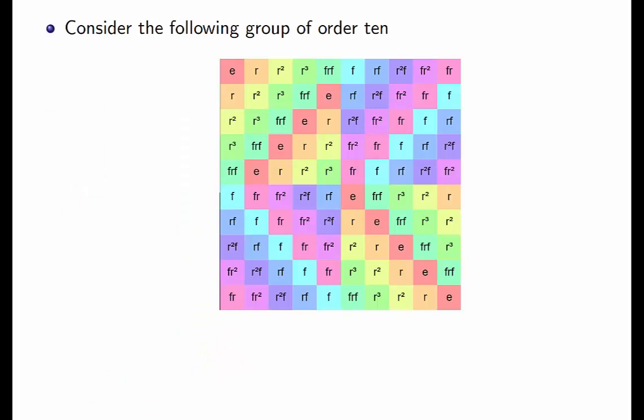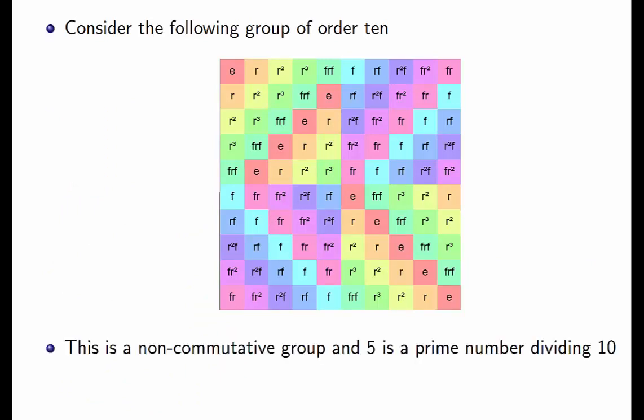Now, let's consider the following group of order 10. This is, in fact, a non-commutative group. If you write down the prime decomposition of 10, that'll be 2 times 5, right? And 2 and 5 are the only prime numbers dividing 10. Let's just look at 5 right now, and consider the element R. If we take R to the power 5, what is that?